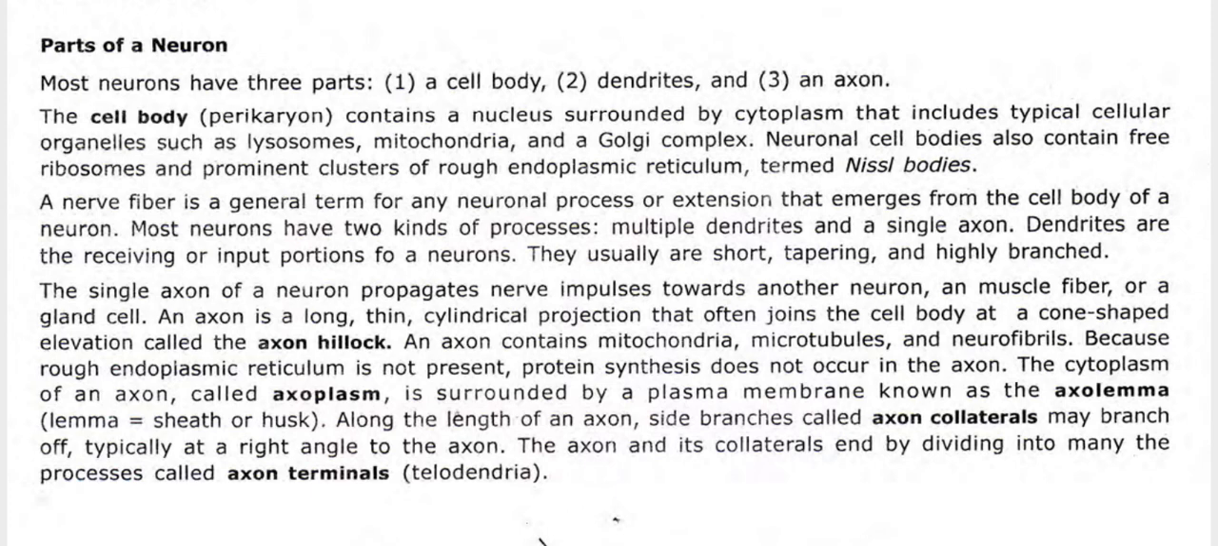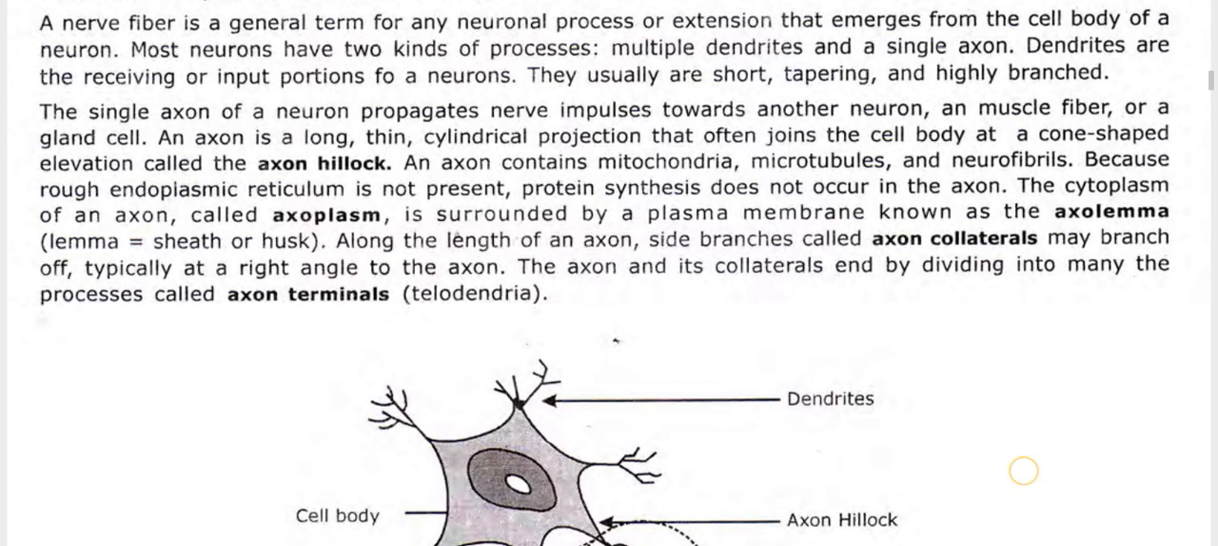Because rough endoplasmic reticulum is not present, protein synthesis does not occur in the axon. The cytoplasm of an axon is called axoplasm and is surrounded by a plasma membrane known as the axolemma. Lemma, in the sense of sheath or husk. Along the length of an axon, side branches called axon collaterals may branch off, typically at a right angle to the axon. The axon and its collaterals end by dividing into many processes called axon terminals or telodendria.